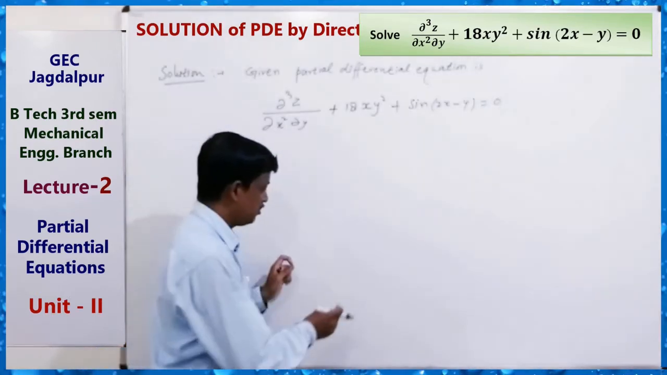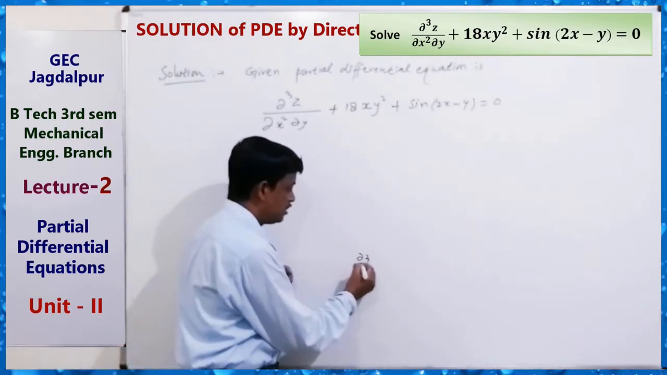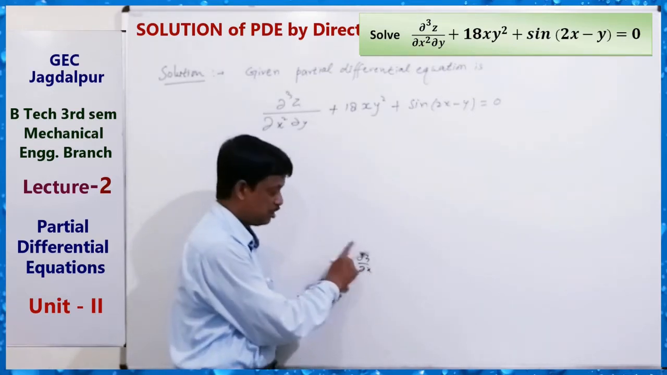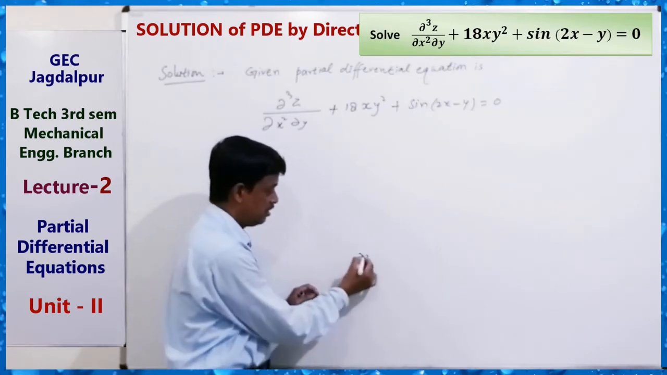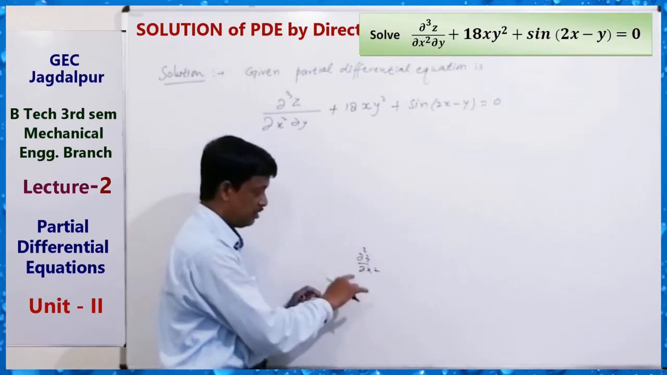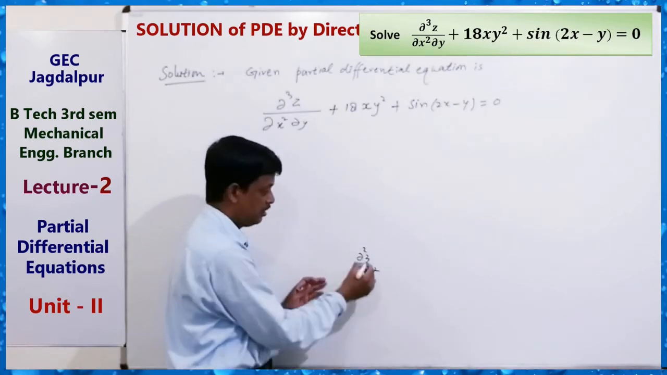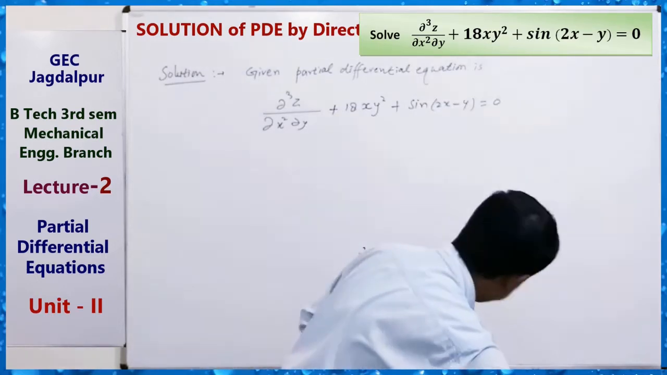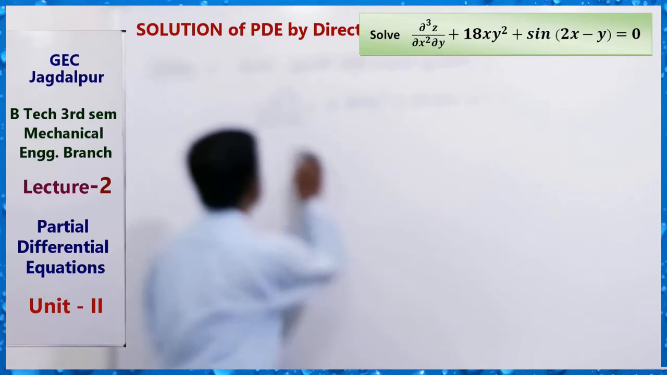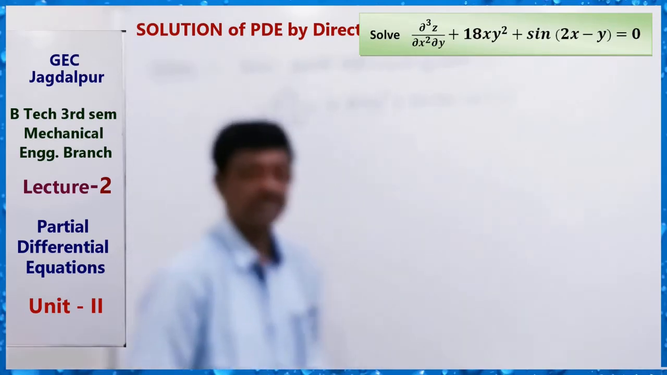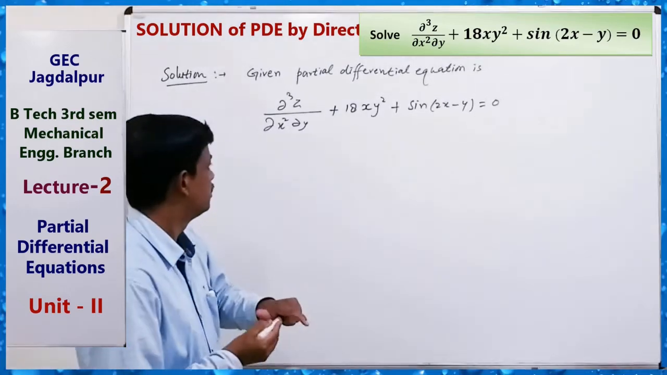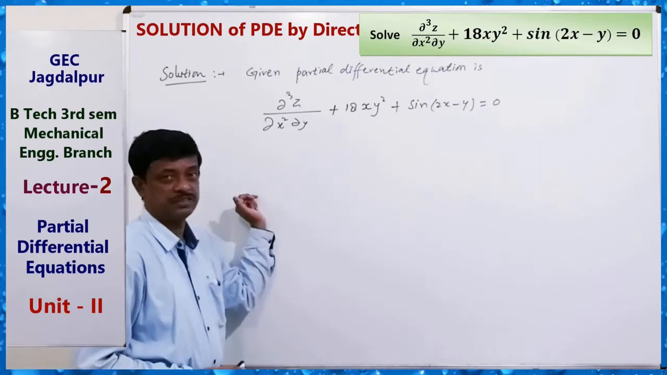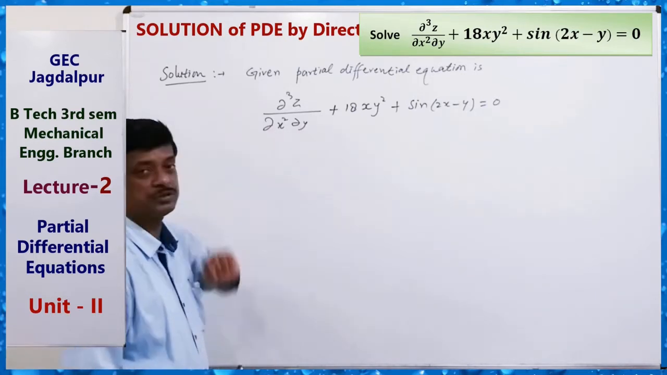So if we have del z by del x, then if we integrate it once with respect to x, we can get z. If it is second order, we integrate 2 times to get z. If third order, we integrate 3 times to get z. Here, third order partial derivatives are involved in this equation, so we have to integrate this equation 3 times: 2 times with respect to x and 1 time with respect to y.